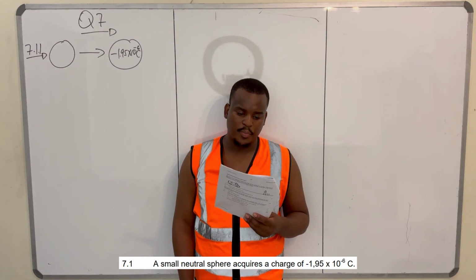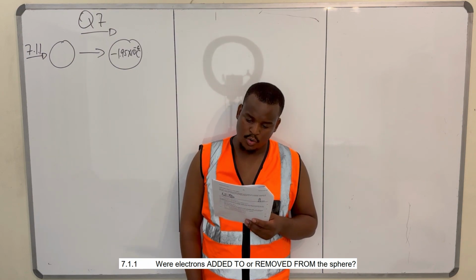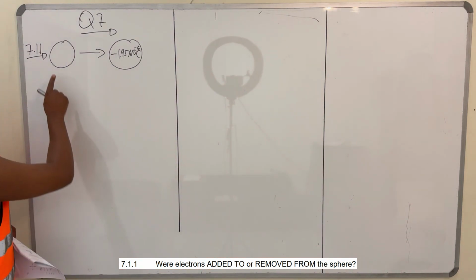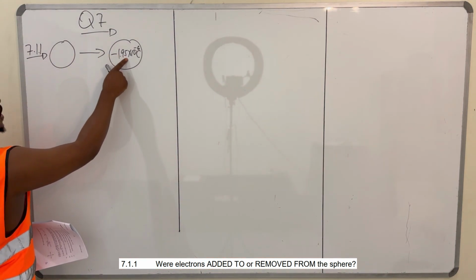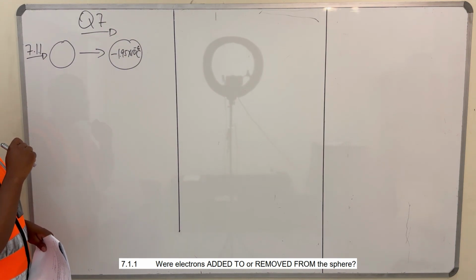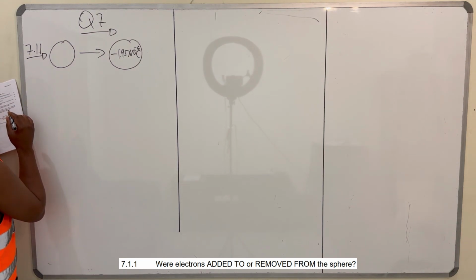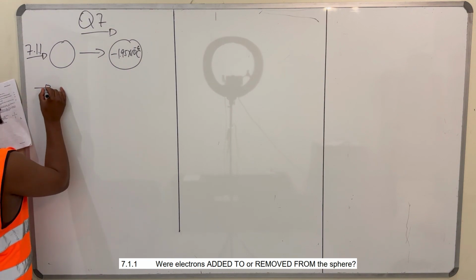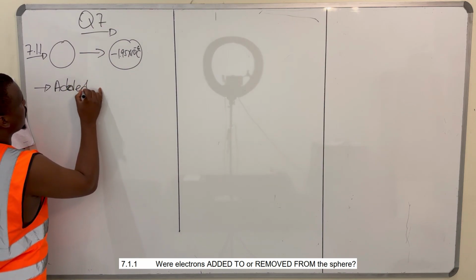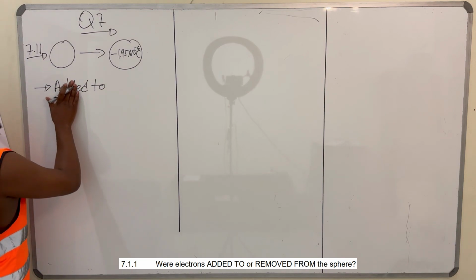So 7.1.1, they are asking, were the electrons added to or removed from the sphere? So they are asking, for the sphere to move from being neutral to acquiring that charge, were electrons removed or added? They are saying choose added to or removed from. So the electrons were added to the sphere.